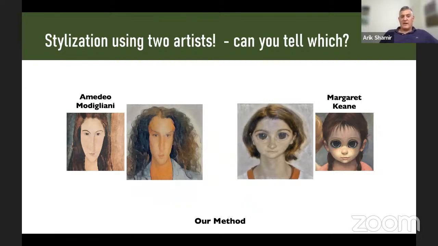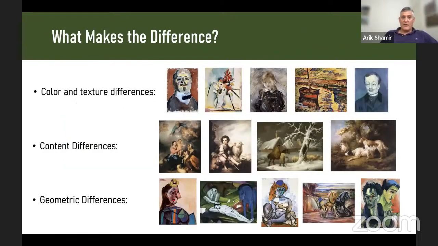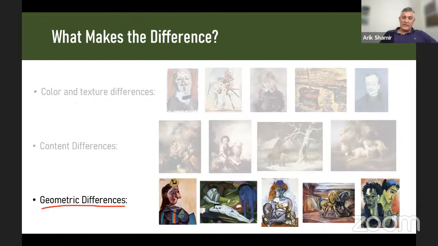Because, as we believe, stylization doesn't include only color and texture, but also geometry. And as you can see, Modigliani has very long faces. Margaret Keane has very round and big eyes. And so this is part of their style. So the difference between the domains of artistic paintings and photographs is not just color and texture, it's not just the content, but it's really also some severe geometric differences.